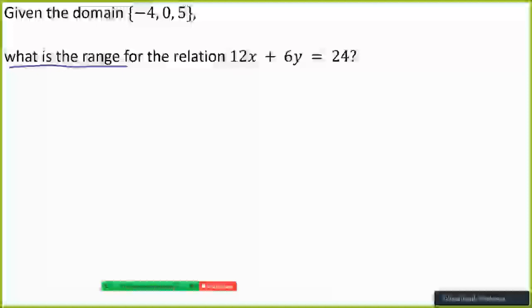I mean, in our domain list, there's no listed repeated inputs. So this is probably a function. But at any rate, when you see it in equation form like this, it is either a relation or a function. It's got two variables. Remember how we defined a relation? It's a relationship between two quantities or two different variables. That's what we see here. 12x plus 6y equals 24. So x and y have a relationship of some kind.